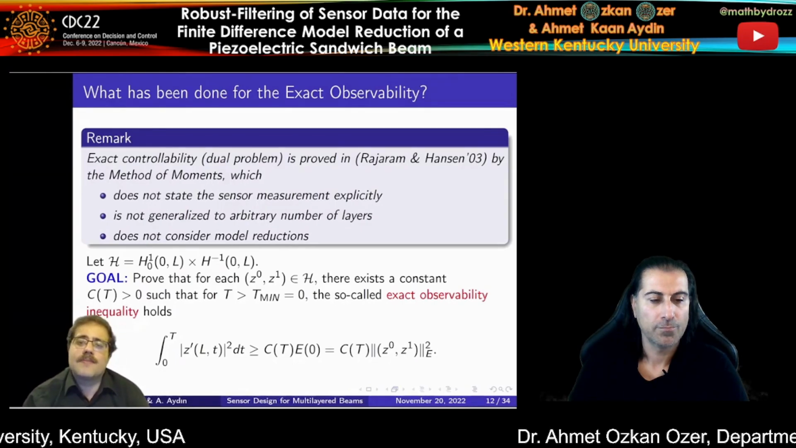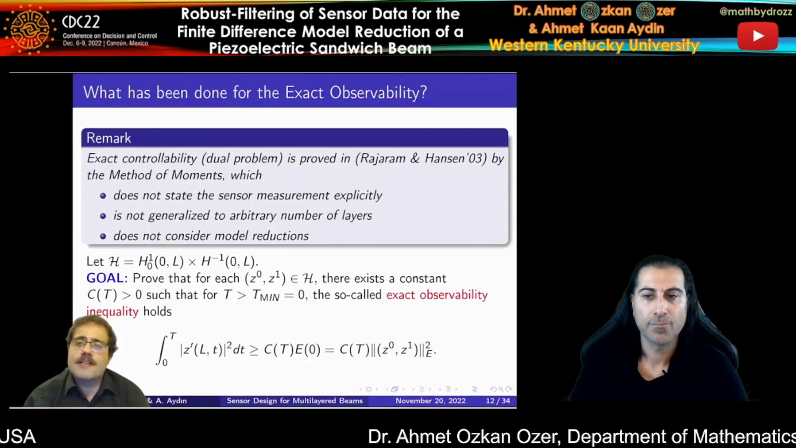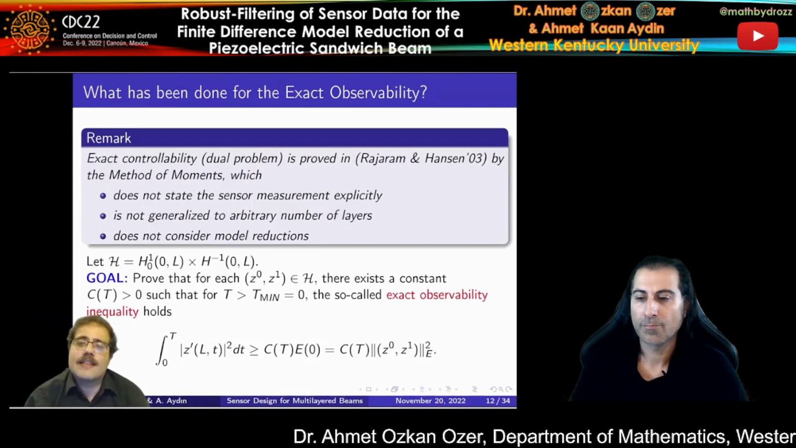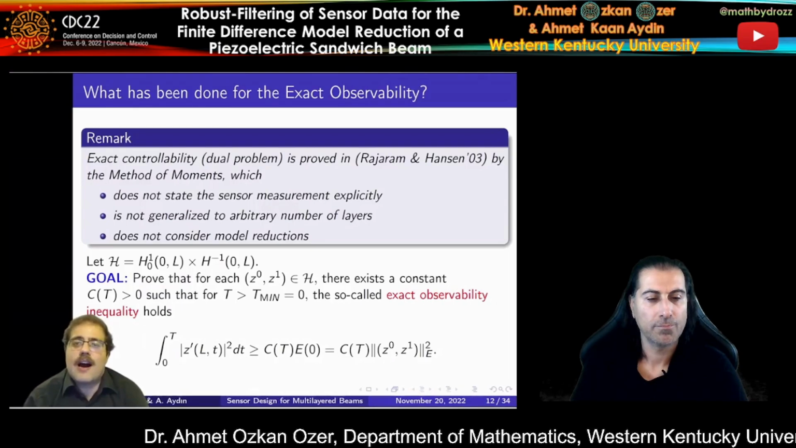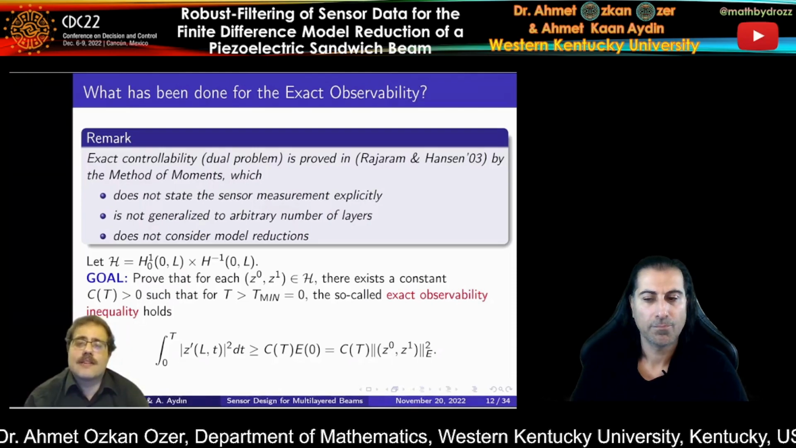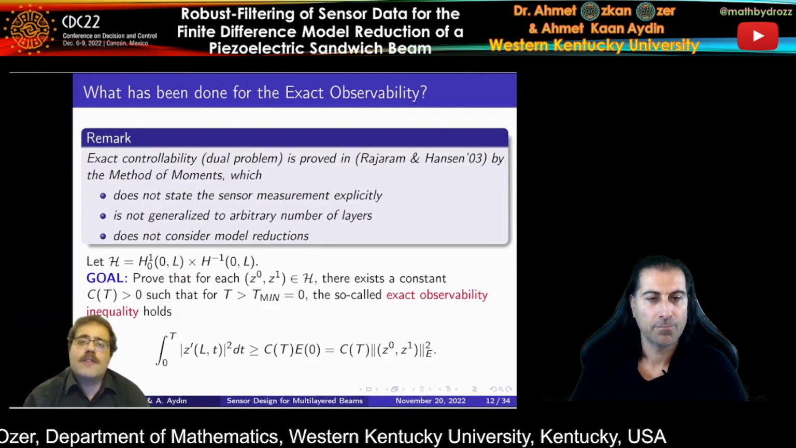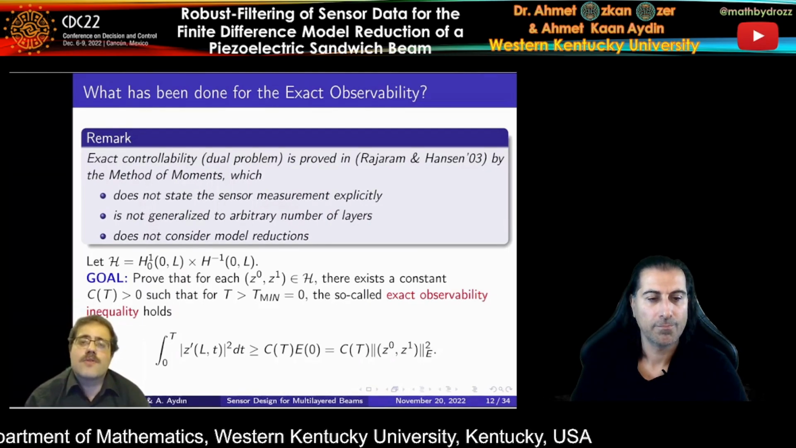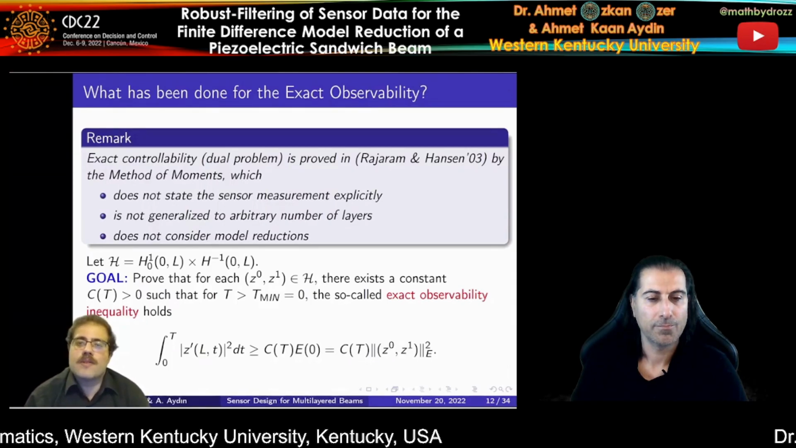Exact controllability has been proven before for the three-layer case. However, this proof does not state the sensor measurement explicitly. It is not generalized to an arbitrary number of layers either, and it does not consider the model reductions to finite dimensions. All of these are the goals of our research as well. How can we prove the exact observability?